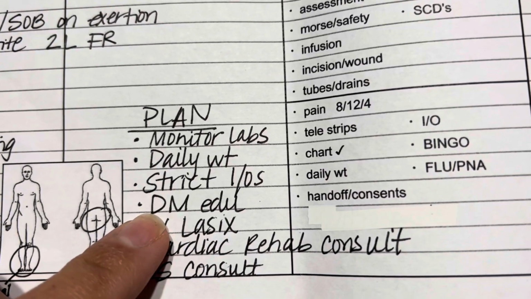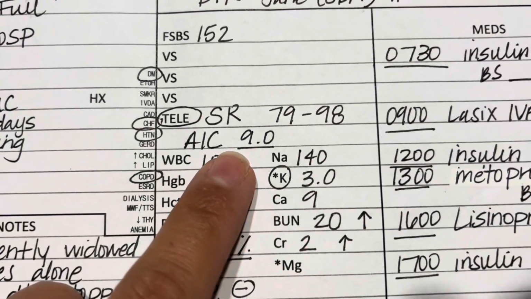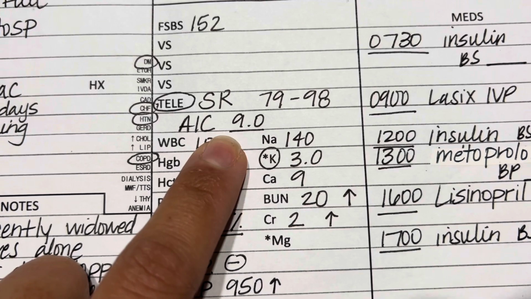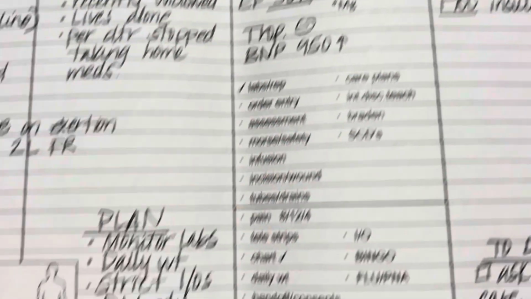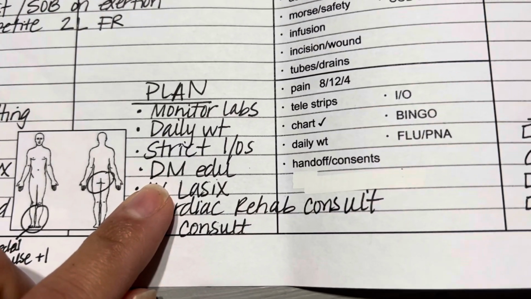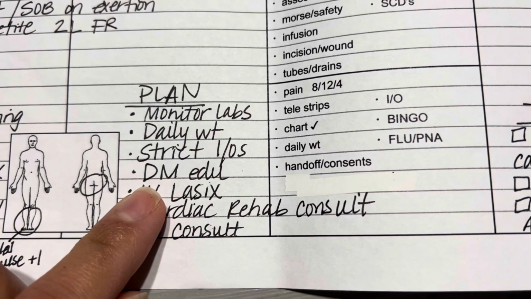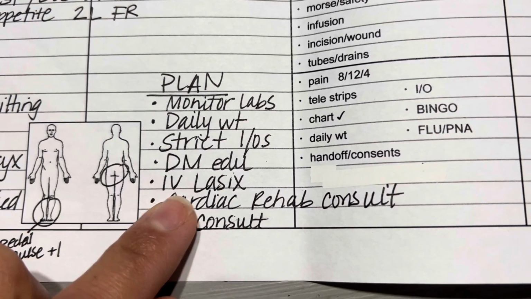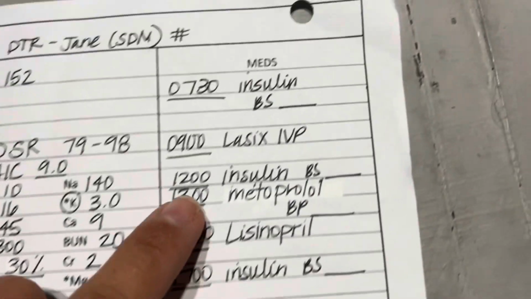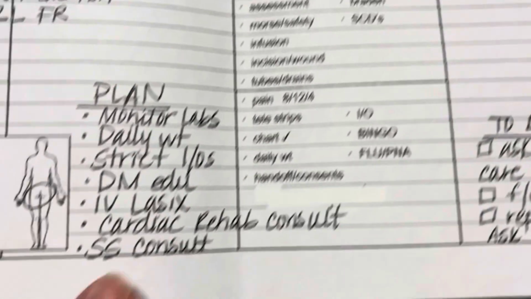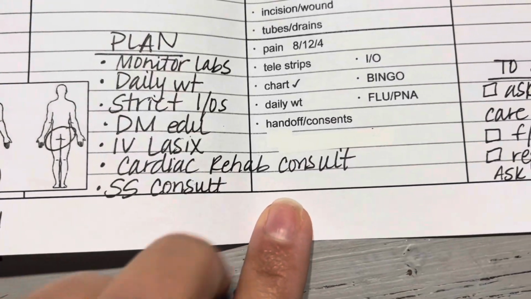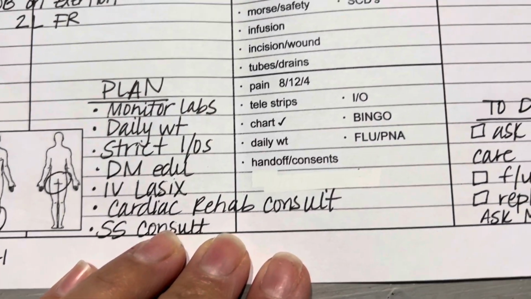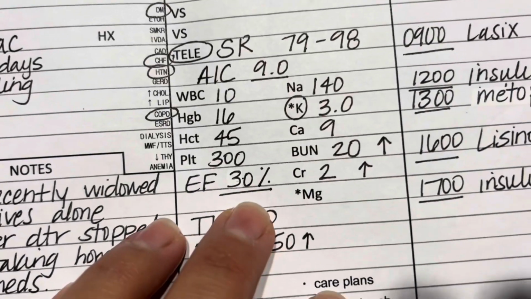We want to provide diabetes education, right? With that A1C of 9.0, that's letting us know it's not well controlled. So we need to give him some education, whether that's us as a bedside nurse or if there's a diabetes educator in the hospital. We're providing IV Lasix, right, for that CHF. That's part of the meds here. And then cardiac rehab consult. Maybe he needs to speak with a cardiac rehab nurse because of his EF being less than 40, right?